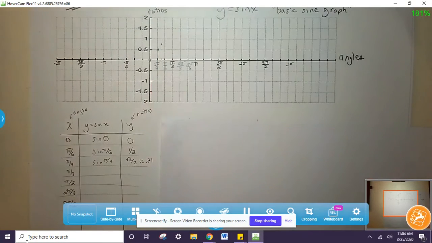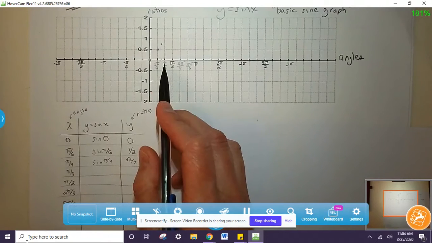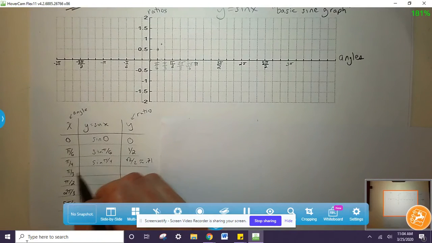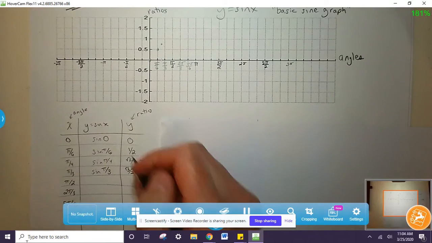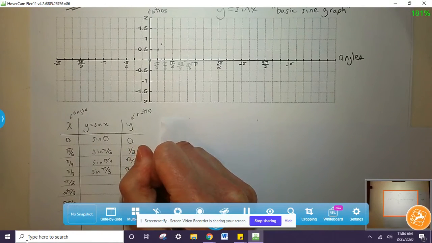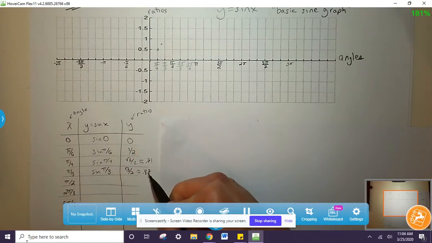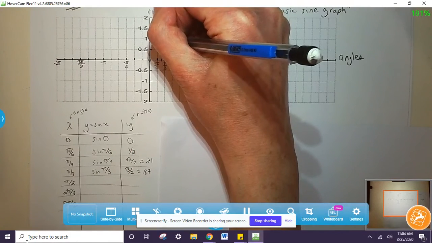Maybe right around there. The next tick mark on my x-axis is pi over 3. So take a look at your unit circle, look at pi over 3. The y-coordinate there is radical 3 over 2. And again, I'm going to need a decimal approximation for that if I'm going to plot that point. So I put it into my calculator earlier and got 0.87. So maybe right about there.